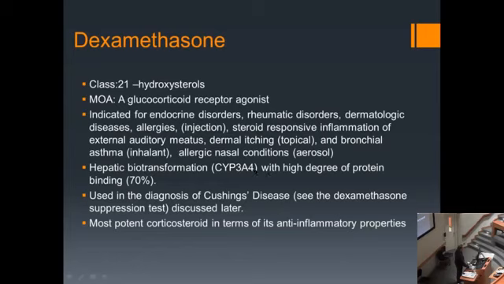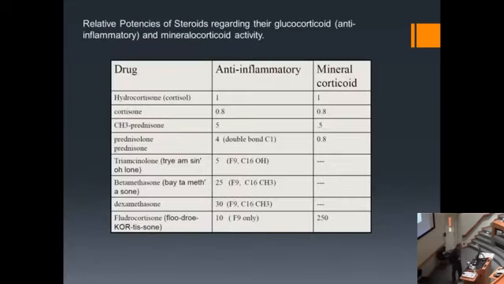Hepatic first-pass transformation if it's given orally, high degree of protein binding. We can use dexamethasone in the diagnosis of Cushing's disease, which we'll talk about at the end of this lecture. And it's a more potent corticosteroid in terms of its anti-inflammatory properties. Okay? So what does that mean? So structurally, they all look alike chemically. All right? And so the anti-inflammatory properties are essentially synonymous with the glucocorticoid mechanism that we described earlier.